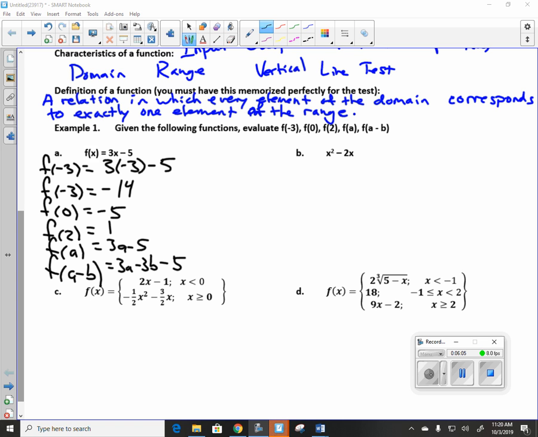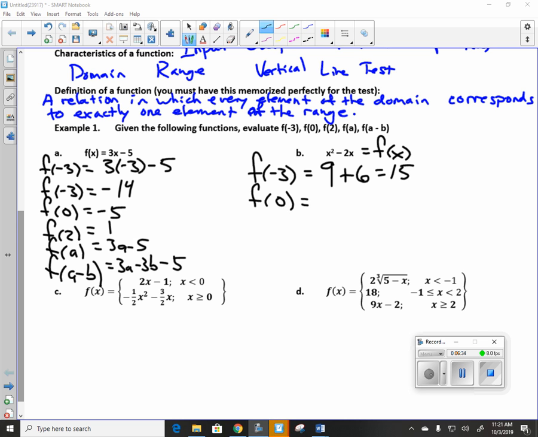Okay, I got negative 5, I got 1, I got 3a minus 5, I got 3a minus 3b minus 5. Are we on the same page? Okay, then suppose that we have f of x is equal to x squared minus 2x. F of negative 3. What is negative 3 squared? Positive 9. And then minus 2 times negative 3 is going to be a plus 6. So I get 15.